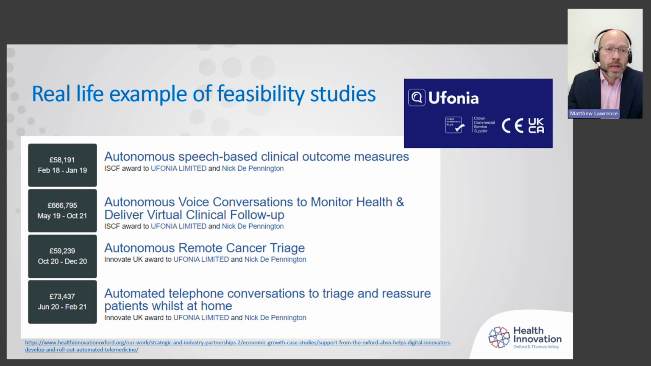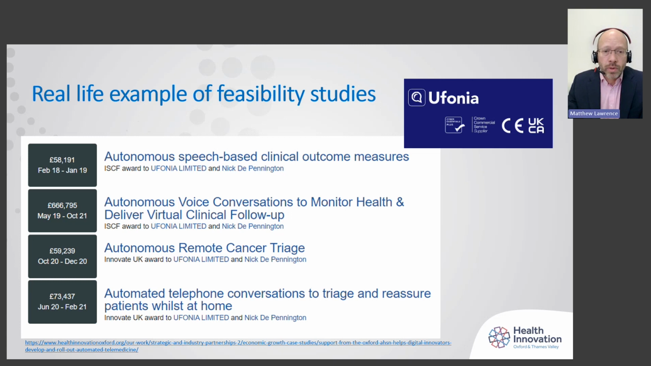A quick real-life example of feasibility studies is Euphonia. It's a company we've worked with over the last few years. This is just a quick download of what they've got on the database from the government. Back in 2018, 2019, they came up with an autonomous speech-based clinical outcome measure, and they got a little bit of money, so £60,000 or so.